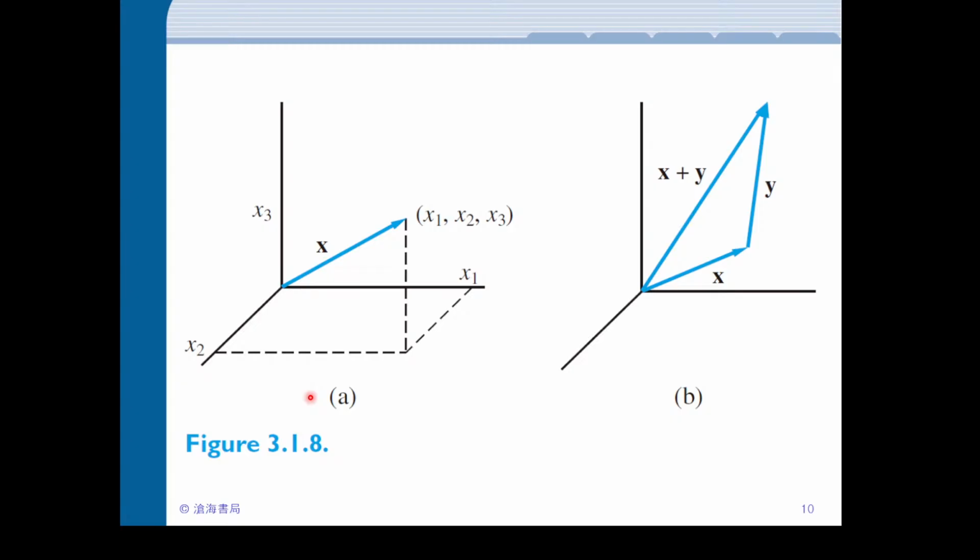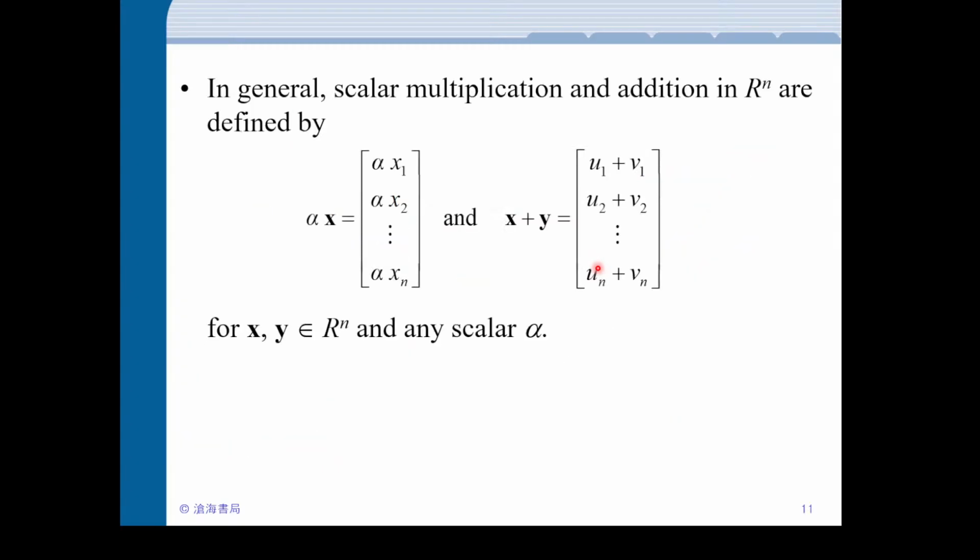Okay, so R3 are just vectors in 3 dimensions. So you have x1, x2, x3, and R3 are vectors pointing from (0, 0, 0) to some point (x1, x2, x3). And you can also do addition on R3, etc. And now let's generalize this very quickly. Now we fully generalize to Rn.